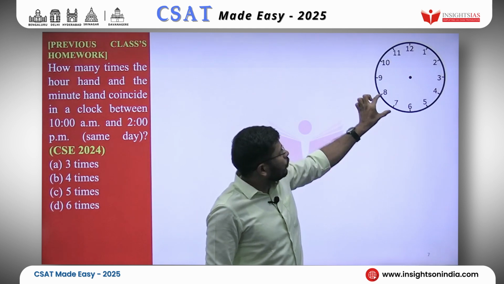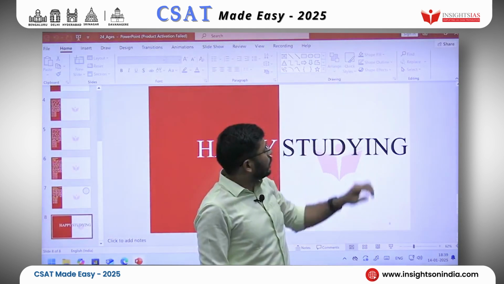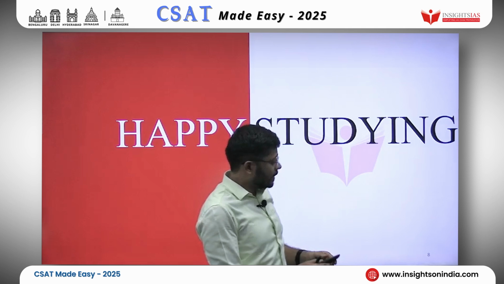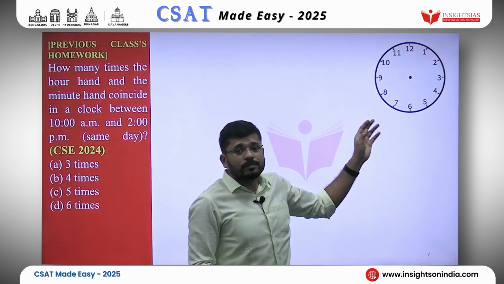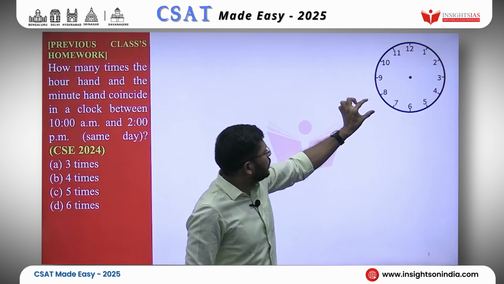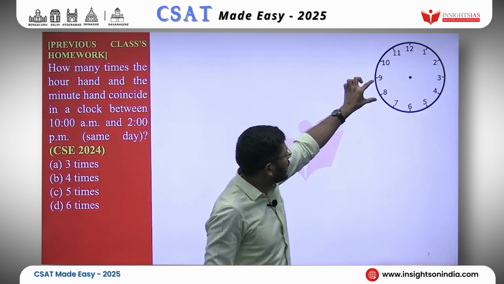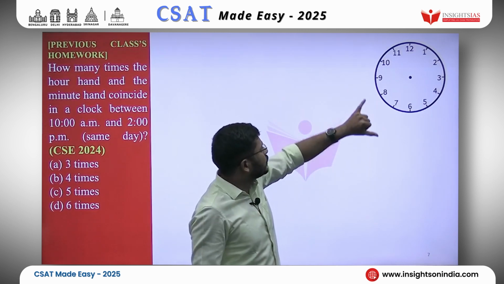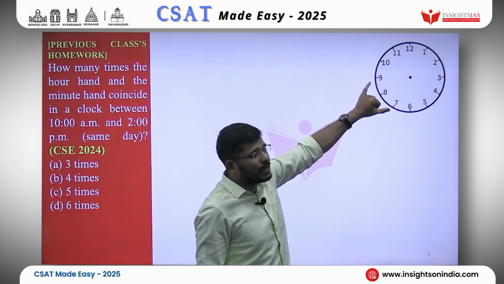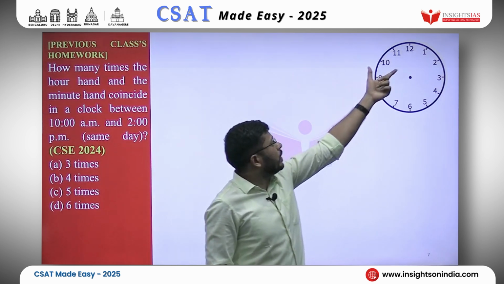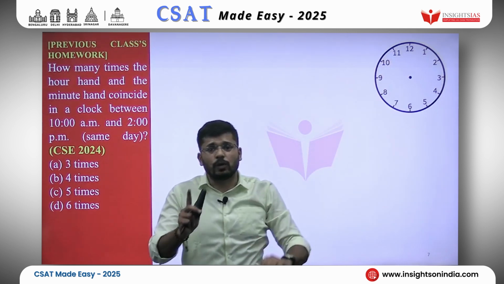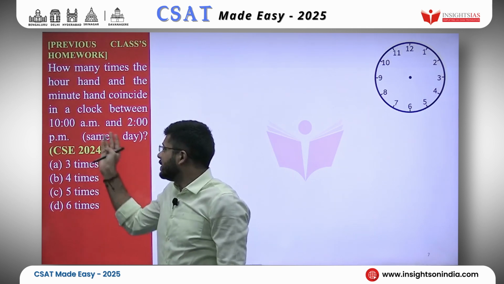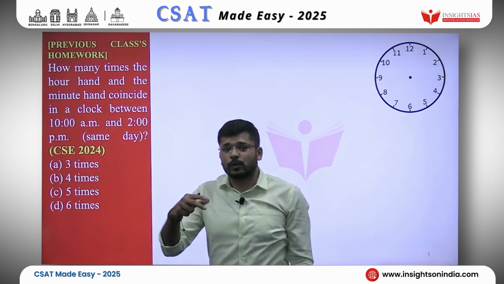However, for the rest of the hours, they coincide between any two given hours. Between 7 and 8, they coincide once. Between 8 and 9, they coincide once. If they ask you how many times they coincide between 7 o'clock and 9 o'clock, that would be 2. However, between 11 and 1, they coincide only once, and that is an exception. And that is the concept that UPSC has utilized here.